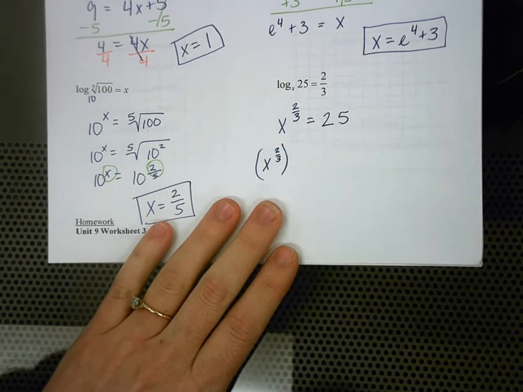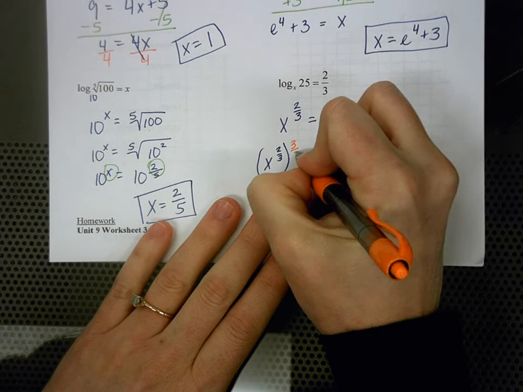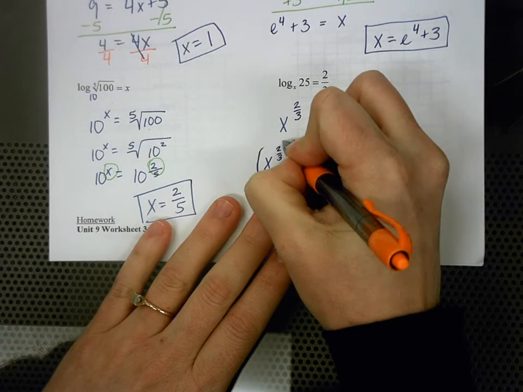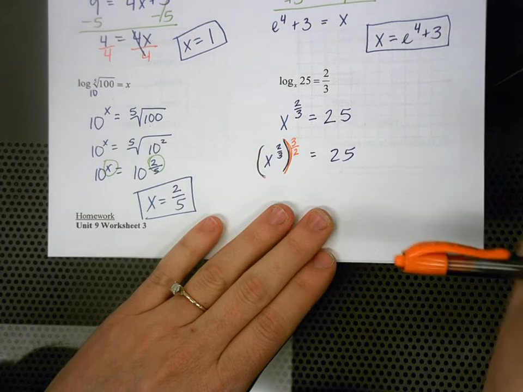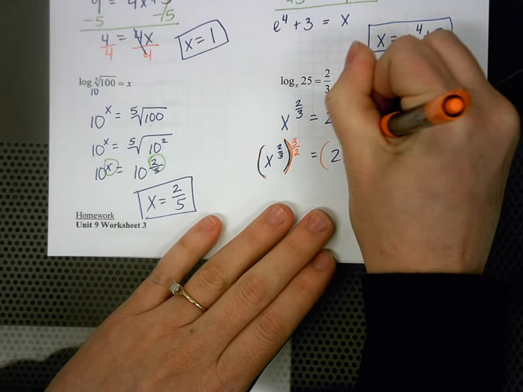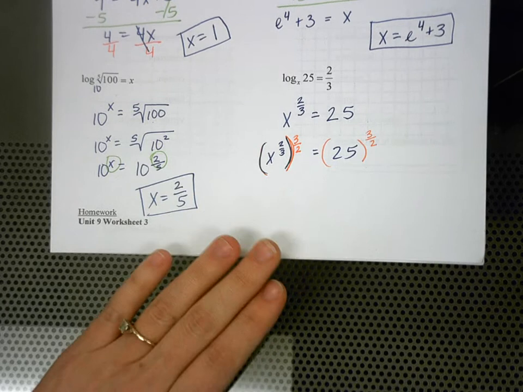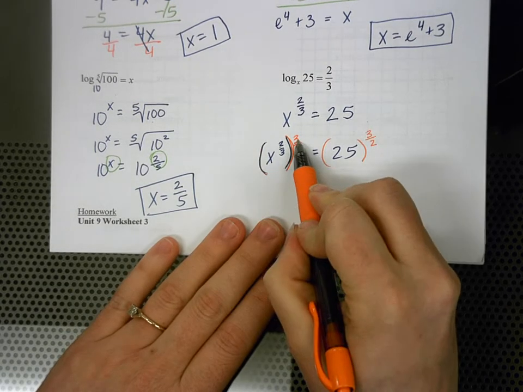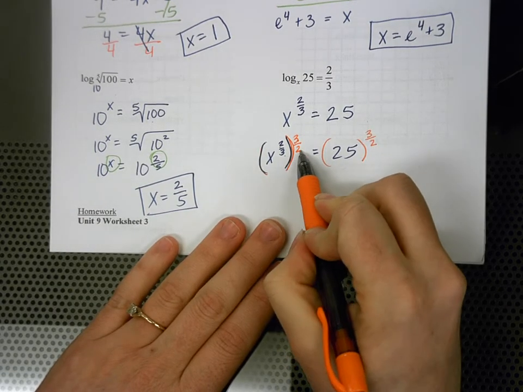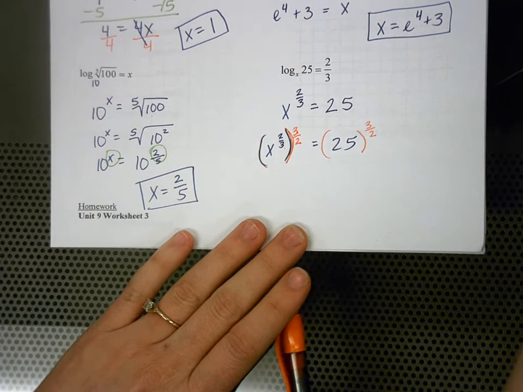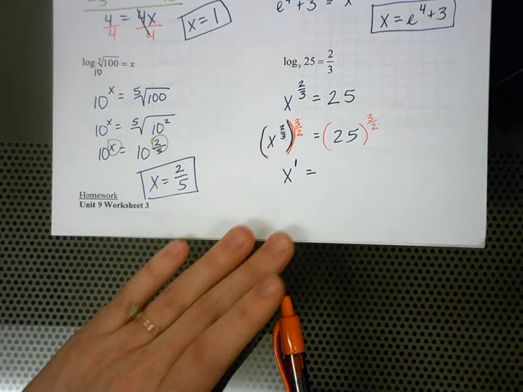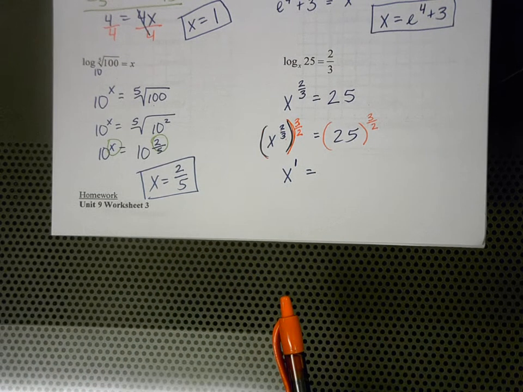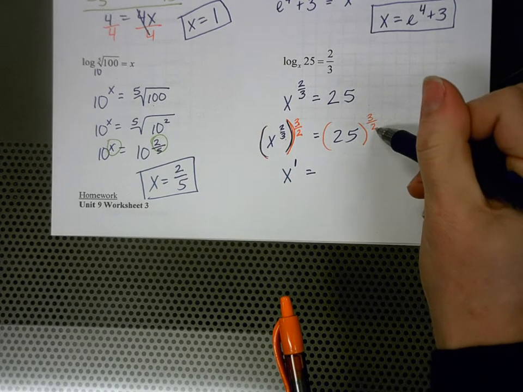If I multiply the exponent by its reciprocal, I have to do that exponent on both sides. 2 times 3 is 6. 3 times 2 is 6. This would be x to the first power, because that would be 6 over 6 equals 1, equals 25 to the 3 halves.